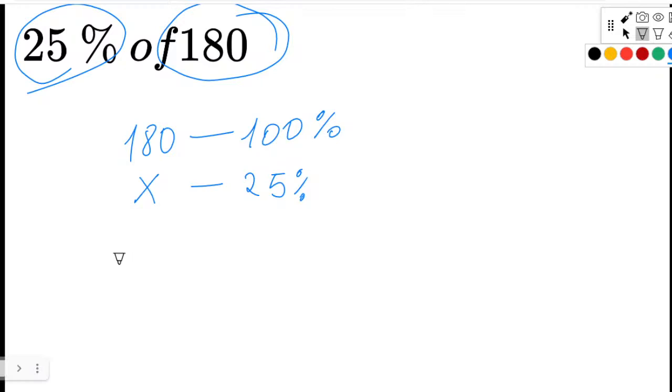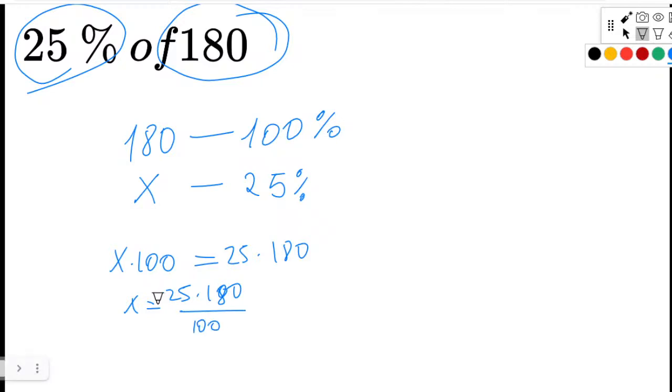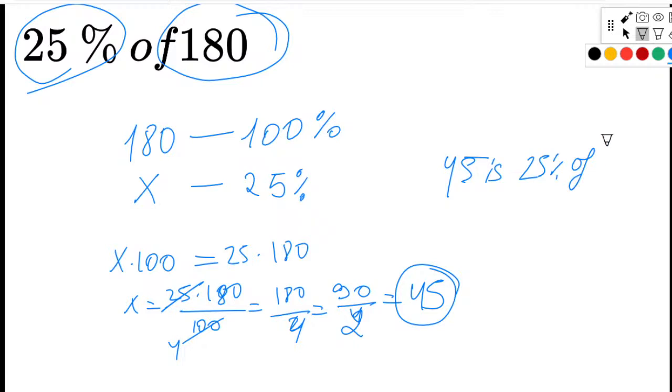And we cross multiply, x multiplied by 100 equals 25 multiplied by 180. So x equals 25 multiplied by 180 divided by 100. So when we do this, it is 4, and 180 divided by 4 is equal to 45. So 90 divided by 2, and this equals 45. 25% of 180. Go to the next question.